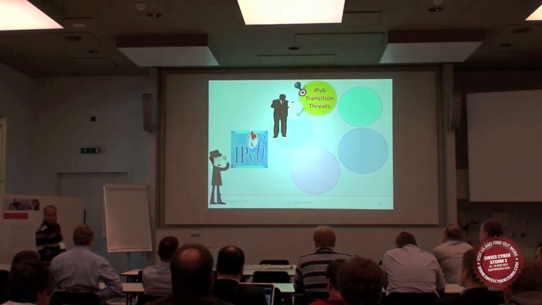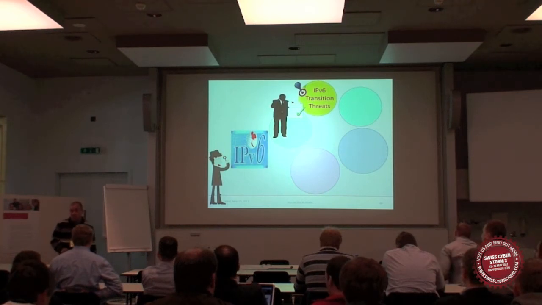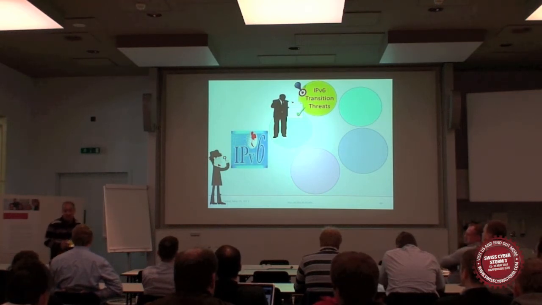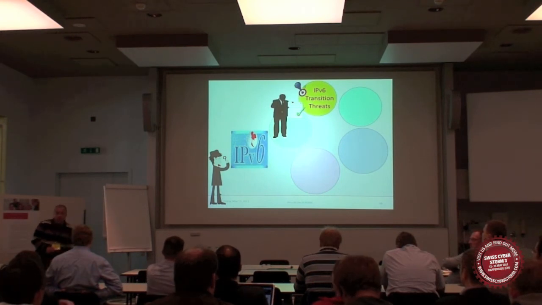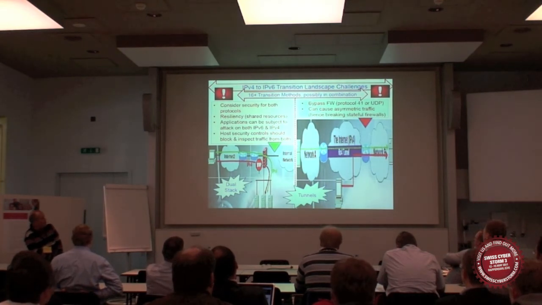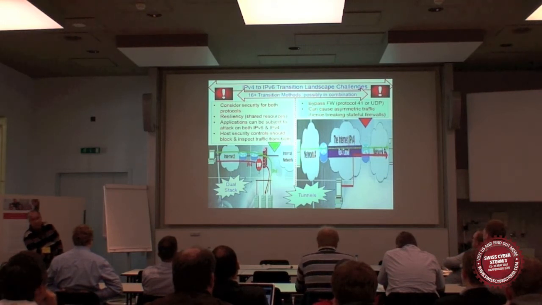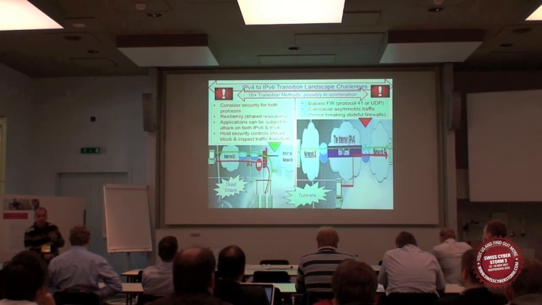So, the transition threats to IPv6: everybody is trying to deploy IPv6, and may ask a central question: what threats may I have when deploying or migrating to IPv6? The landscape is big. If you are using dual stack or tunnels, you will have to consider that there are 16 plus transition methods in combination: dual stack, tunneling, Teredo, 6to4, manual tunneling, automatic tunneling, etc.